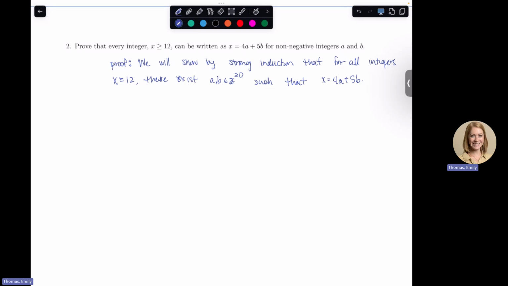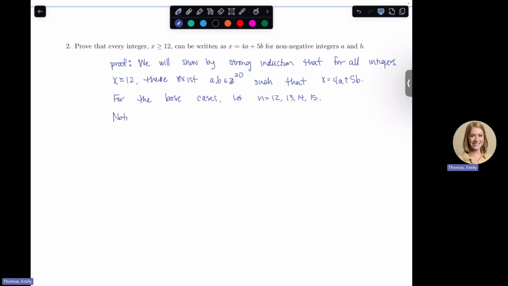Oh no, we gotta hurry. No more stalling. My iPad's gonna die. What we're gonna do for this is show this for 12, 13, 14, and 15, and I'll show you sort of why. For the base cases, let n equal 12, 13, 14, and 15.